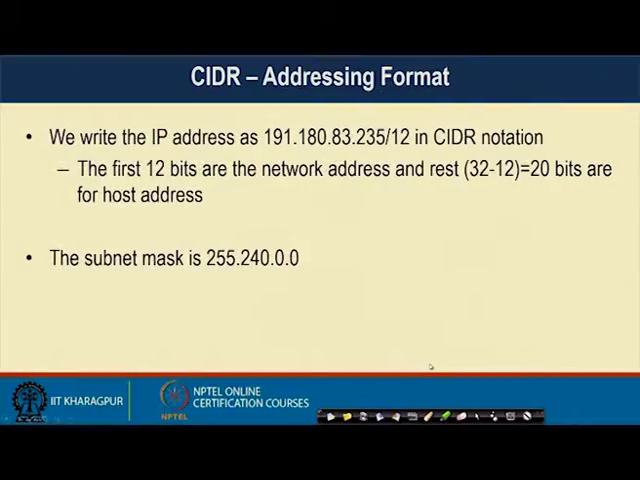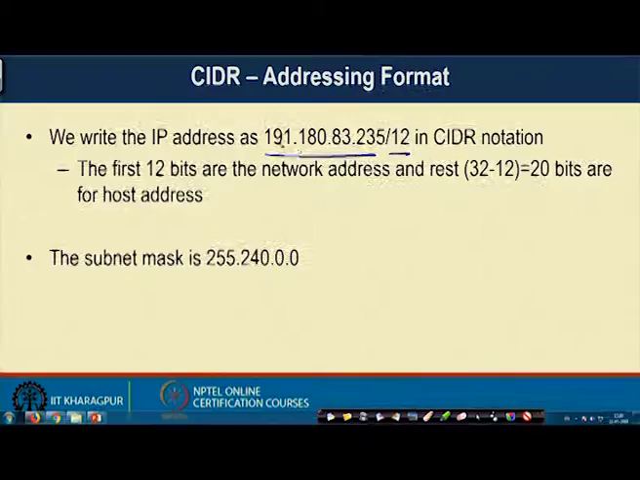Okay. So, in CIDR addressing format, we write the IP address in this format. We have the IP address in the dotted decimal format, followed by a slash and some number. This number determines how many bits in the subnet mask are 1. That means, if my address is 191.180.23.235/12, the first 12 bits are the network address and the remaining 20 bits are the host address.